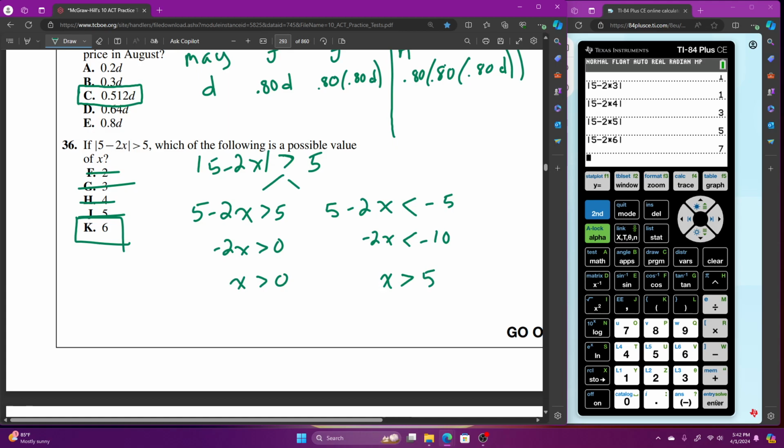10 divided by 2 is 5. We would need a number that is greater than 5 here to be true. It'd have to be greater. Or less than 0, greater than 5.